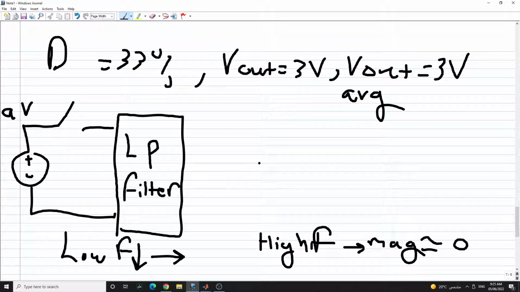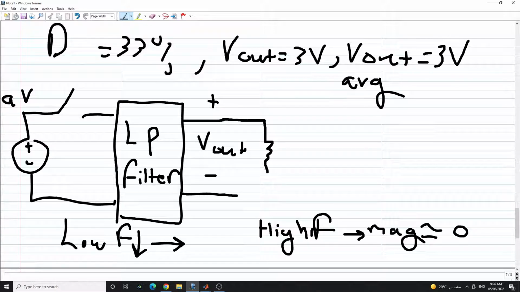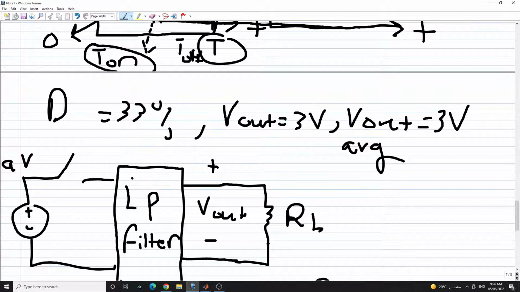So by allowing only the low frequencies to pass, we can easily allow our DC component to pass and then feed it to our source. I mean, feed it to our load. Sorry about that. And this is usually what we do in real life applications.